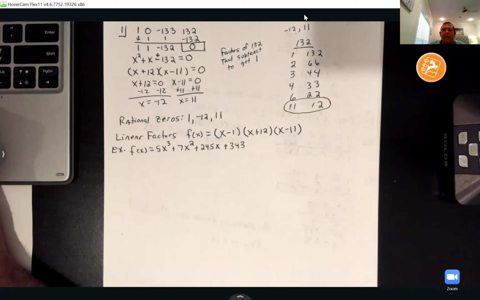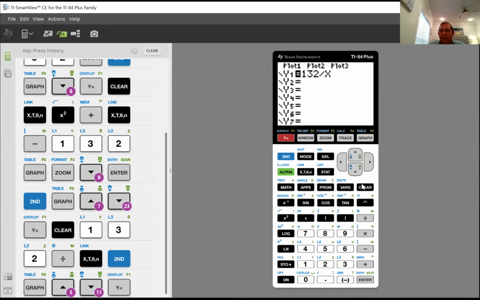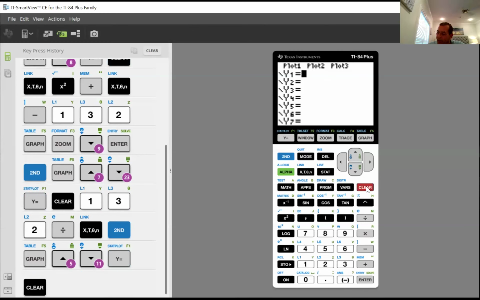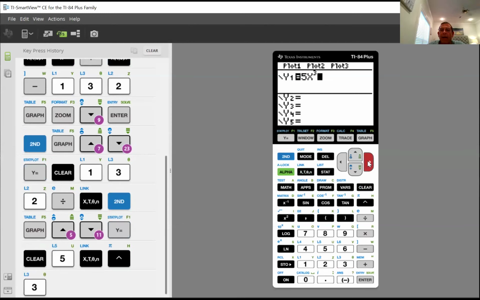So we'll go to our calculator. Now this one, this might be the one where I got to show y'all a trick. All right, 5x to the third. Arrow down, I got what next? 7x squared.